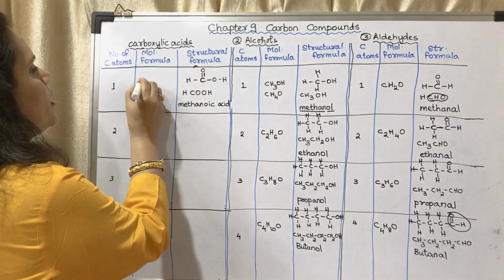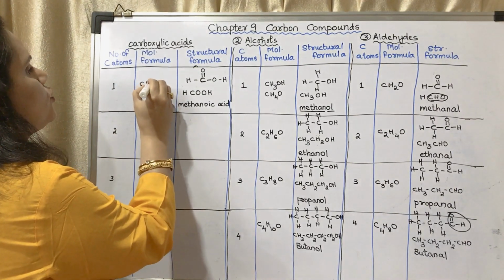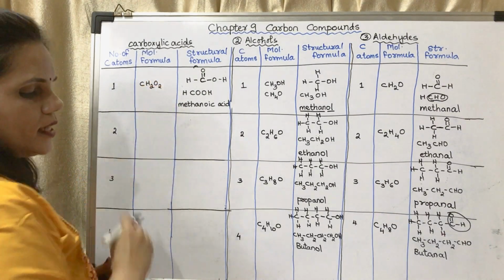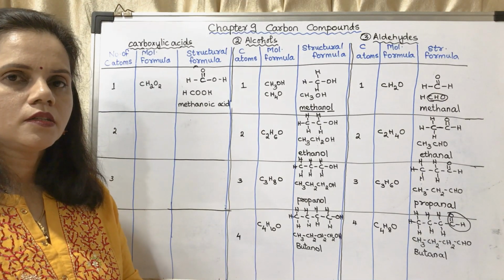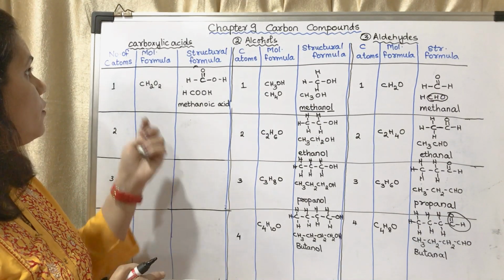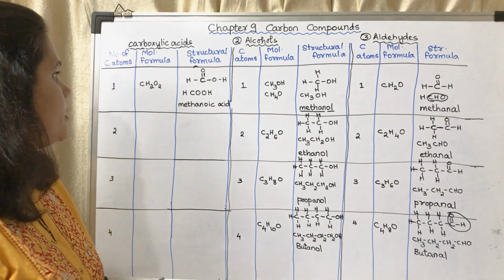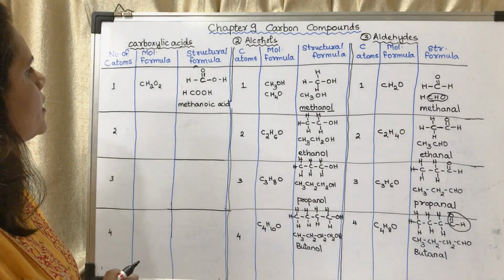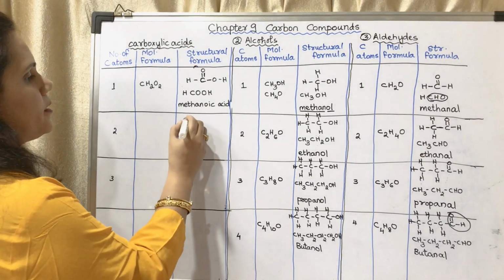What will be the molecular formula? It will be C1H2O2. This will be the molecular formula of methanoic acid. Okay, C1H2O2. Now the next one is with 2 carbon atoms.